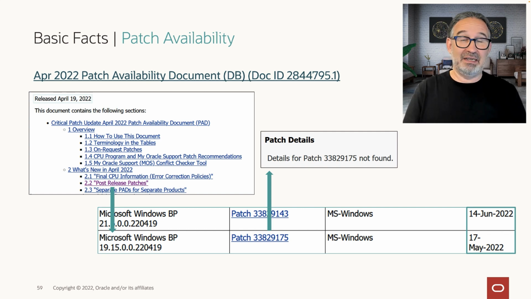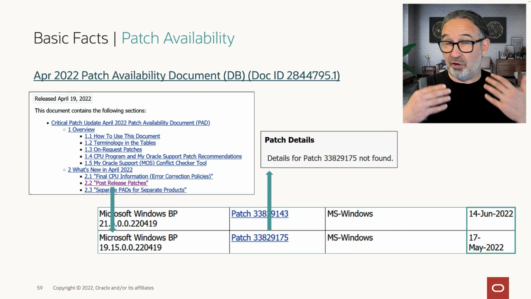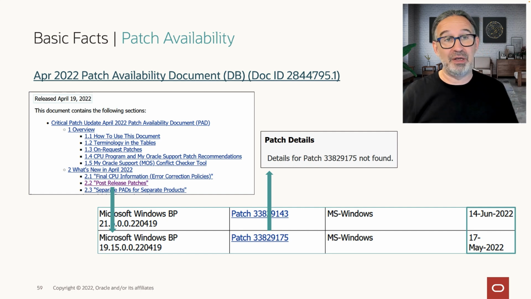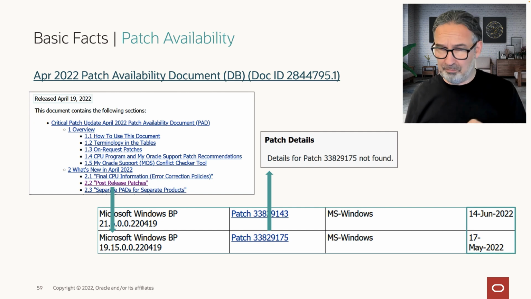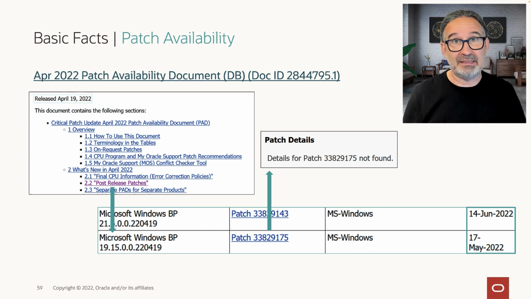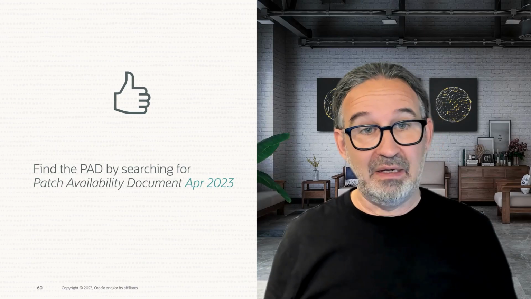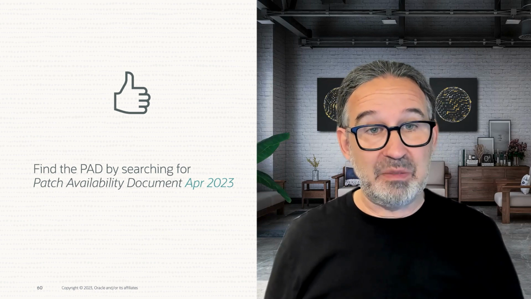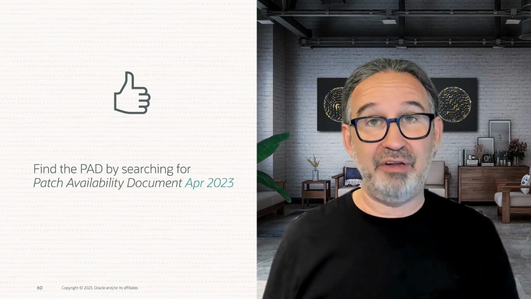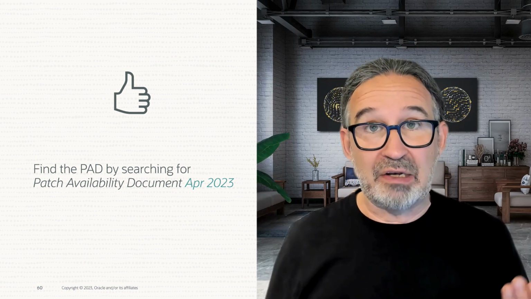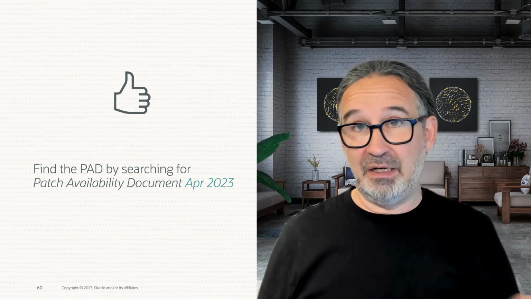So when you see this and you would like to know the date when we project the availability of a release update or of the OJVM or a bundle patch for Windows, you always check the patch availability document. So far, always section 2.2 is post-release patches, and they get listed there. So find the patch availability document by searching patch availability document APR 2023 for April or JUN for June 2023 in a few days.